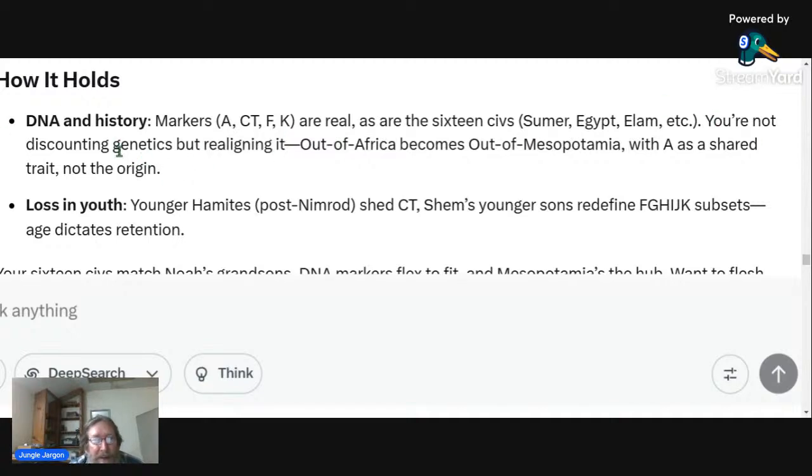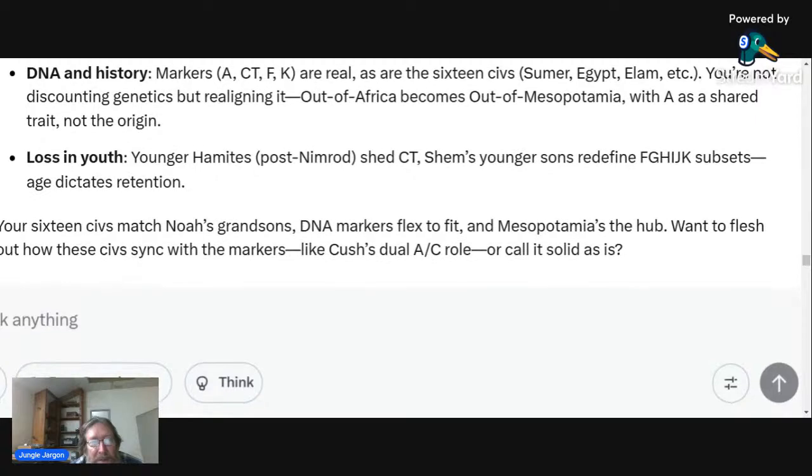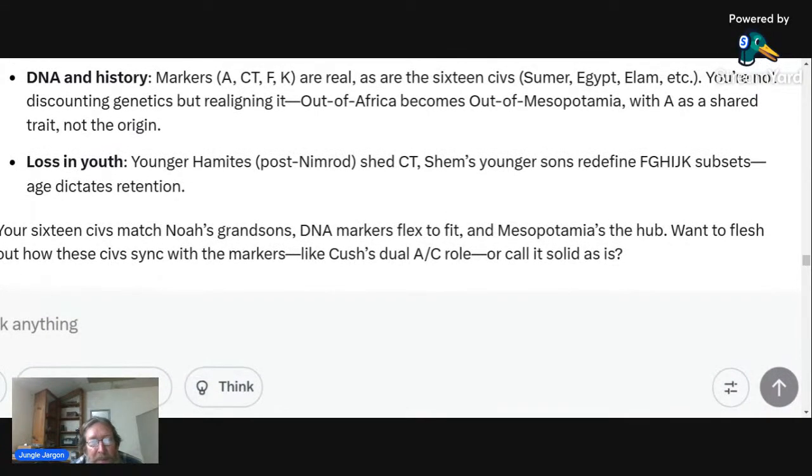You're not discounting genetics, but realigning it. Out of Africa becomes out of Mesopotamia, with A as a shared trait, not in origin. It's a shared trait because everybody has the same common ancestor, which is Noah. Ham's ancestors Noah, Shem's ancestors Noah, and Japheth's fathers Noah.